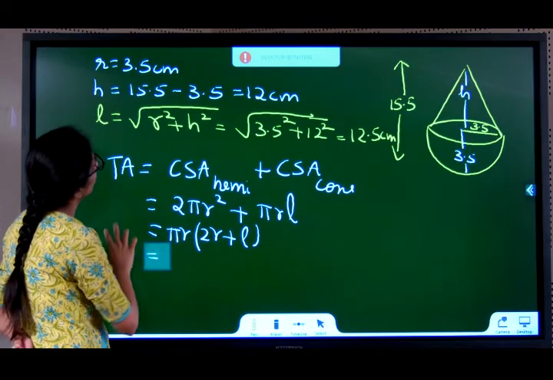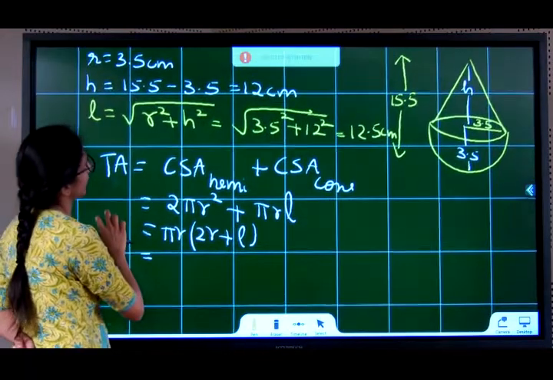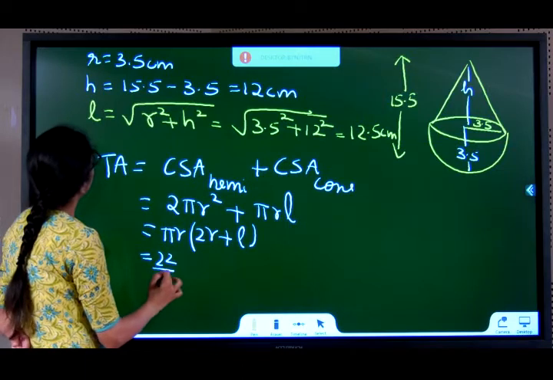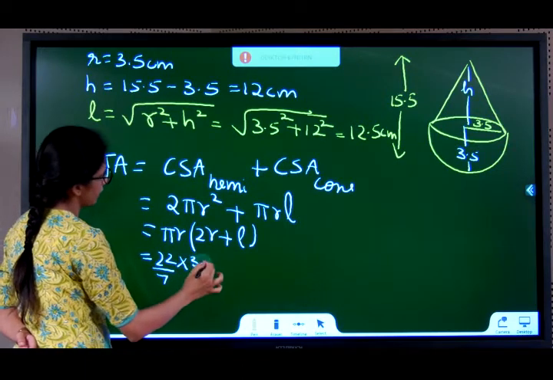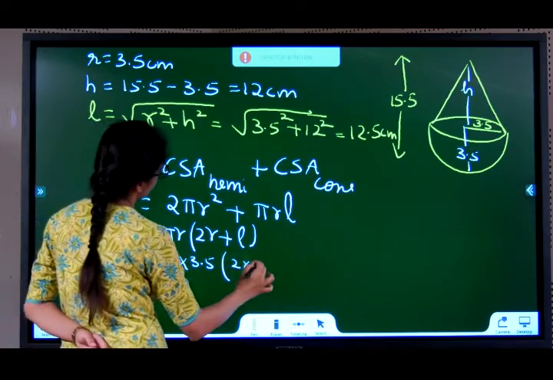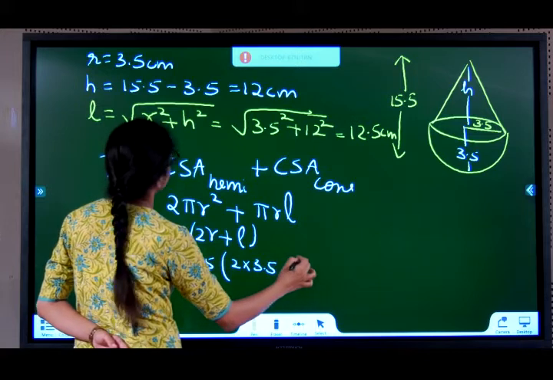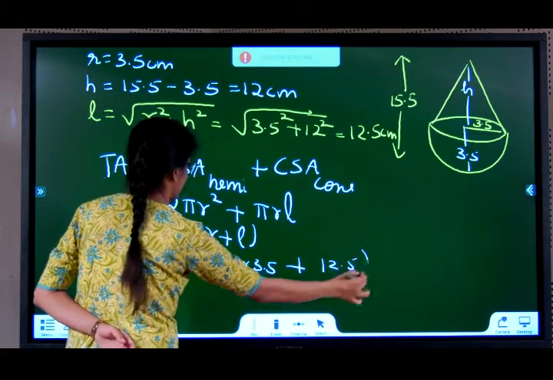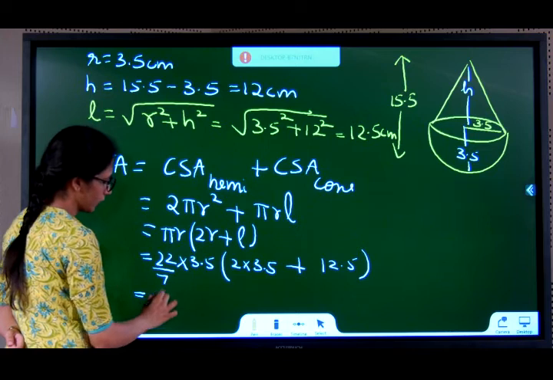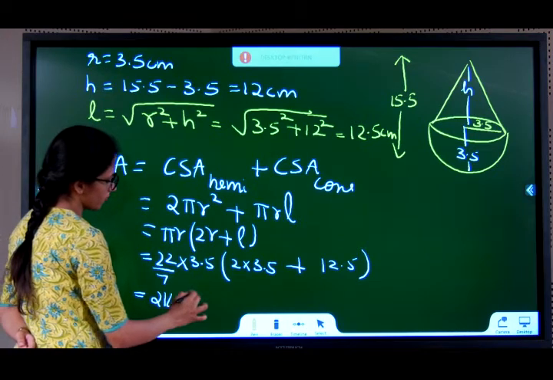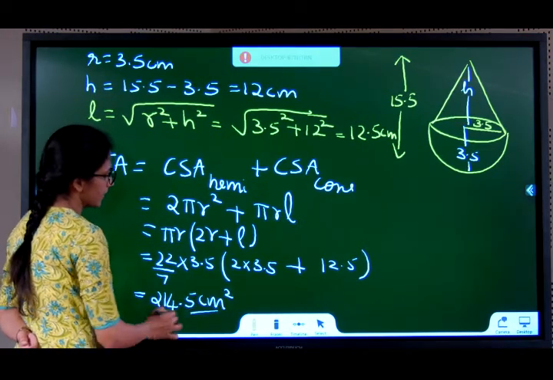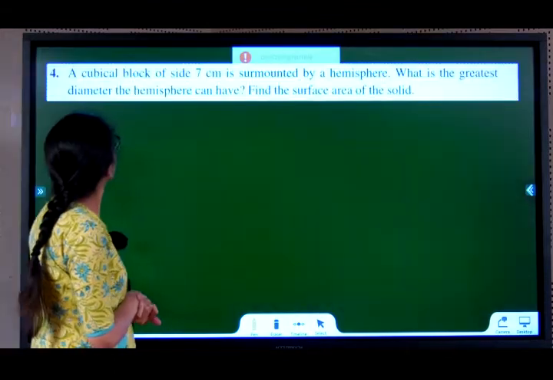Substitute. Have they told you to take pi as 3.14? No, so take it as 22 by 7. R is 3.5, 2 into 3.5 plus 12.5. On solving this, you will get 214.5 centimeters square.